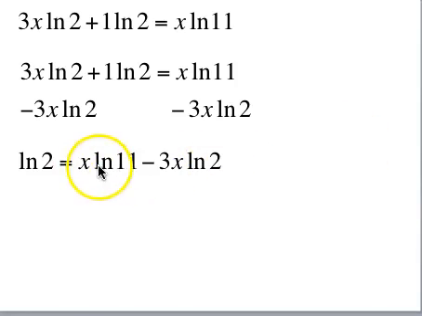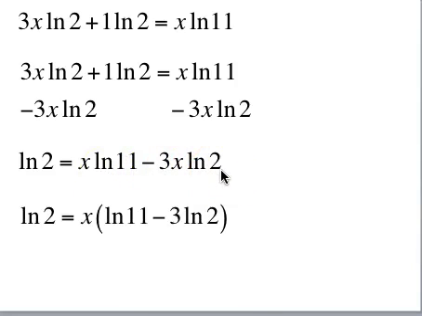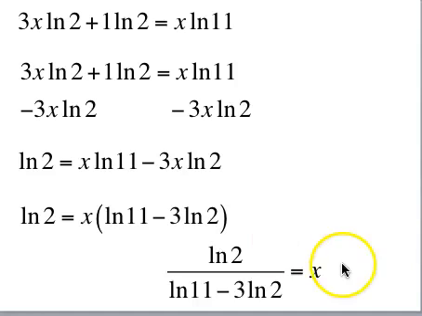At this point, you can see we have an x in both spots. We will factor out the x. So the left-hand side is log 2. The right-hand side will be x times quantity, natural log 11 minus 3 log 2 when I factor that x out. And then the last thing we have to do is divide by what's multiplying x. So divide both sides by natural log 11 minus 3 log 2. And we get our answer that x is natural log 2 divided by natural log 11 minus 3 log 2.